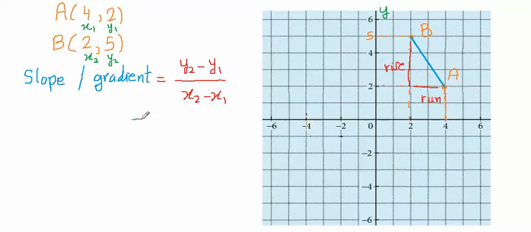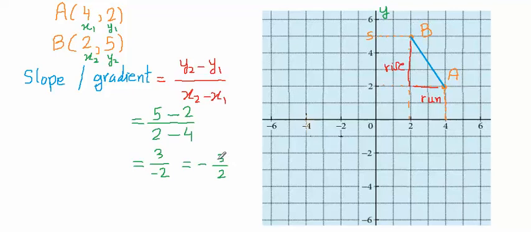So this slope or gradient will be equal to y2, which is 5, minus y1, which is 2, divided by x2, which is 2, minus x1, which is 4. Then we can use the calculator, or directly we can write 5 minus 2 is 3 over 2 minus 4, which will be minus 2. So either you write the negative sign here, or finally you can write it as negative 3 over 2.